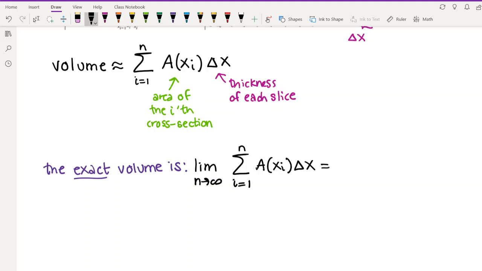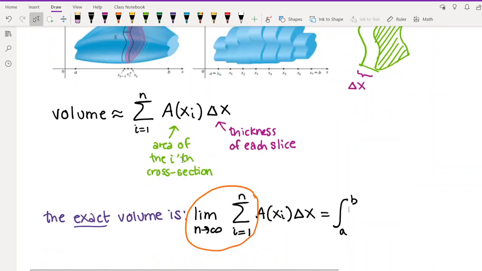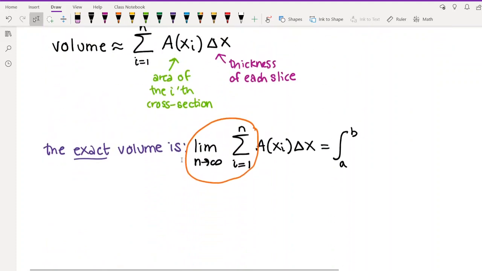Well, just like we saw above, the limit together with the sum becomes an integral. So it's going to be the integral from a to b, and we'll see later on where that a and b come from. Basically, if we go back up to this picture, we can see that we're positioning our object, that we're trying to find the volume of, between two different x values, and so that's what determines the bounds. But we'll see more of that later.